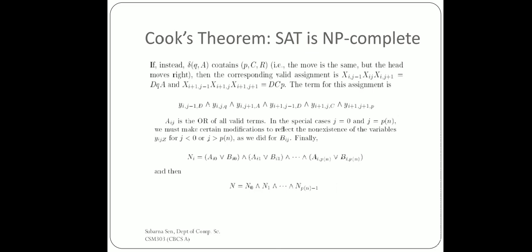Now Aij is the OR of all the valid terms, right? Whatever the valid terms are, we can just OR between each and every one, because each and every symbol is valid. So if we just perform OR between them, then it will finally work.